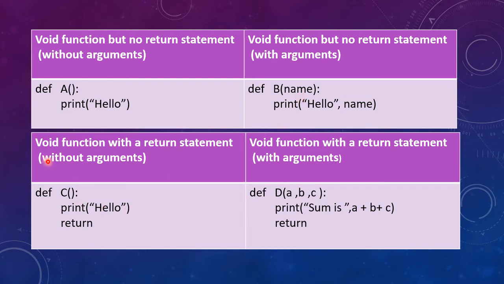You can see here in the third situation, void function with a return statement without argument, and void function with a return statement with arguments. So C function has a return statement but doesn't have any argument. D function has a return statement and also has some parameters or arguments. So these are the four possibilities of the void function, or we can say these are the four forms of void function.